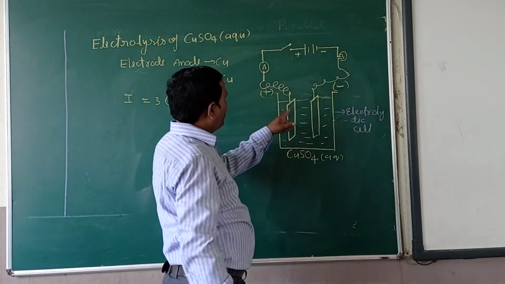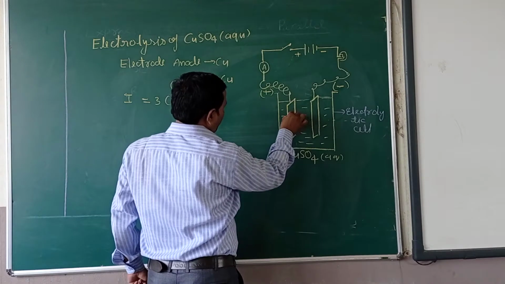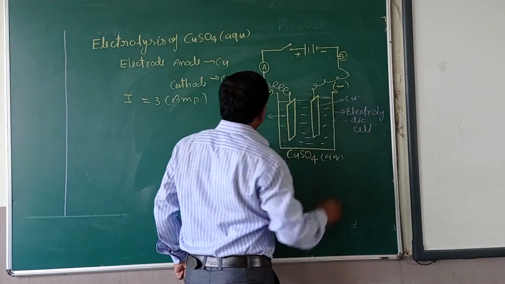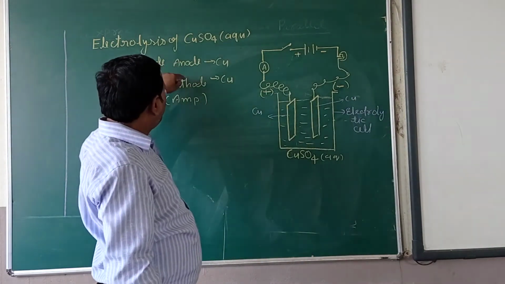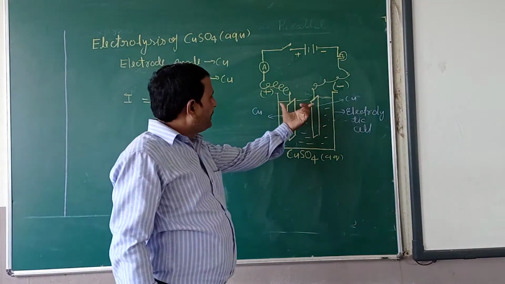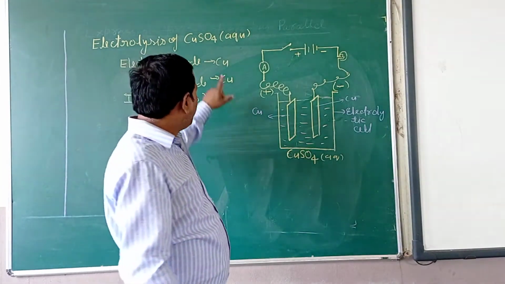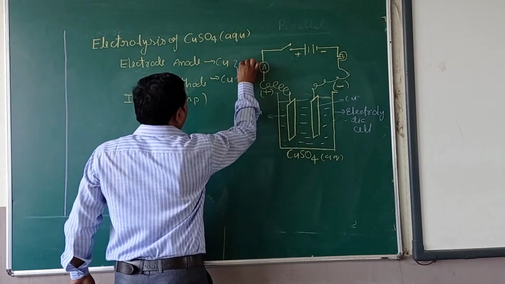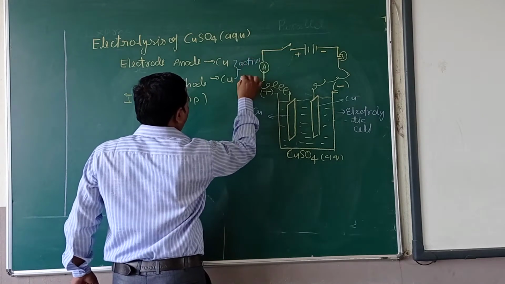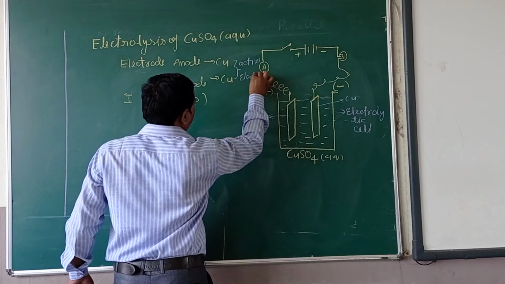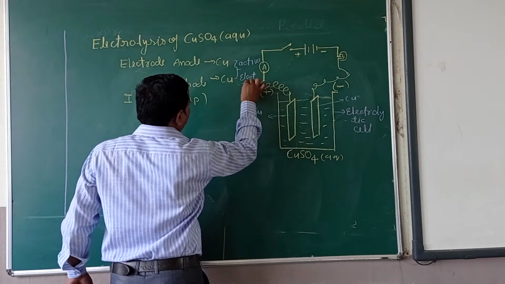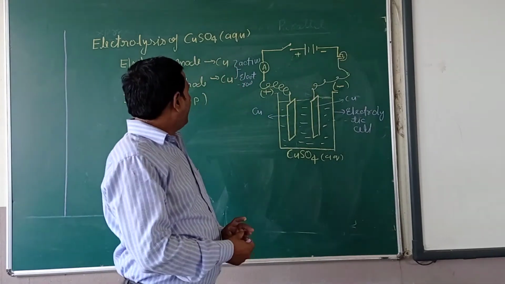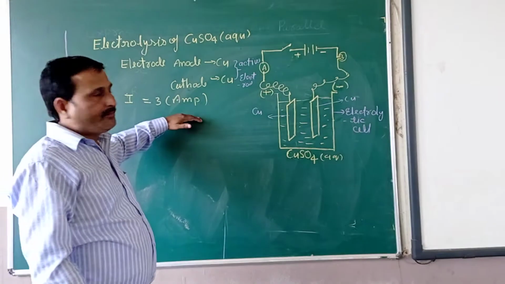Both electrodes are made of copper, which means we are using copper electrodes, and this is the electrolysis of copper sulfate. In this case, copper acts as an active electrode. There is a battery and a bulb. See that the current is 3 ampere.